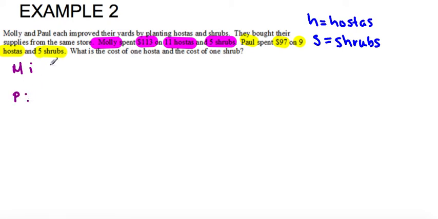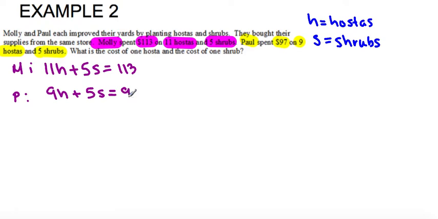Okay, so Molly's equation, 11 hostas, so 11H, and 5 shrubs for a total of $113. In Paul's equation, 9 hostas, so 9H, plus 5 shrubs for a total of $97. Okay, so we have both of our equations in standard form.